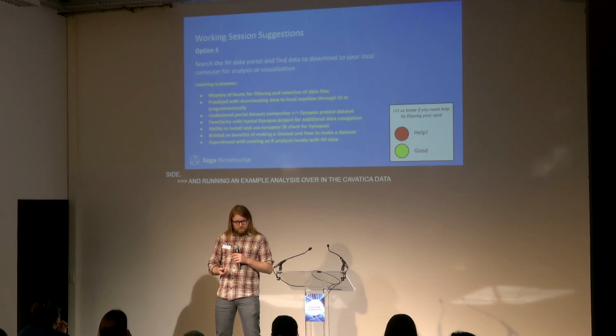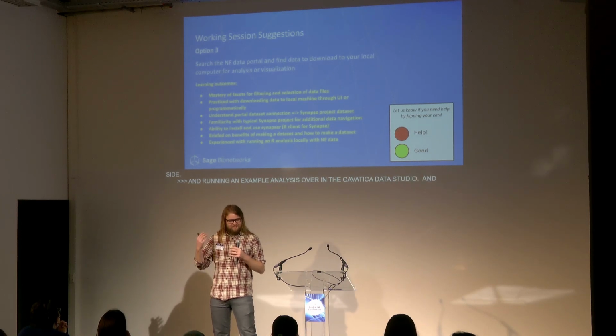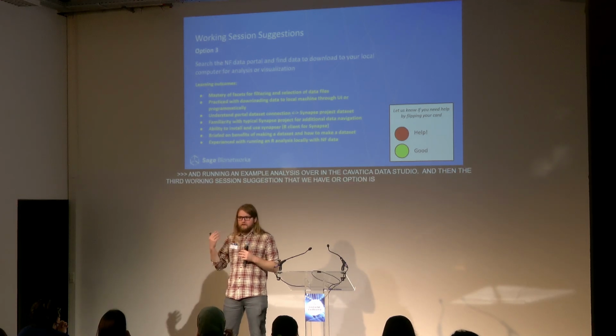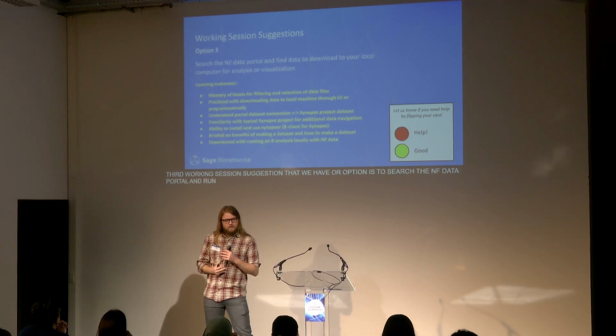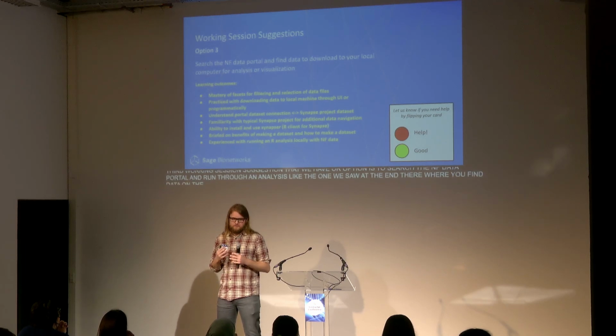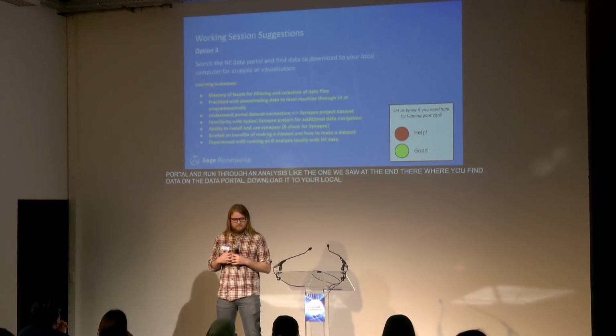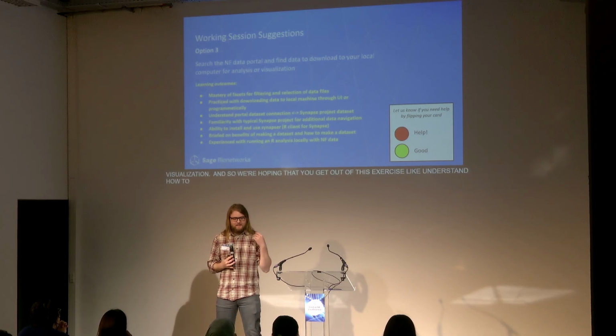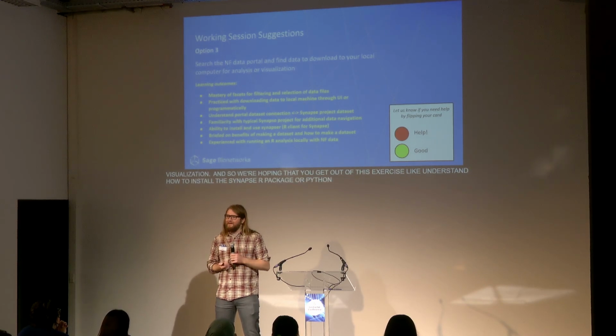And then the third working session option is to search the NF data portal and run through an analysis like the one we saw right at the end there, where you find some data on the data portal, download it to your local computer, and do some basic analysis or visualization. And so we're hoping that you get out of this exercise an understanding of how to install the Synapser R package or the Synapse Client Python package, download some data, and do a beginning analysis with it.